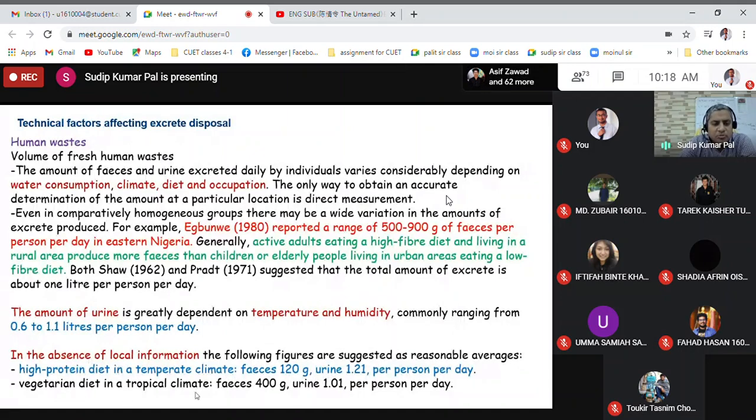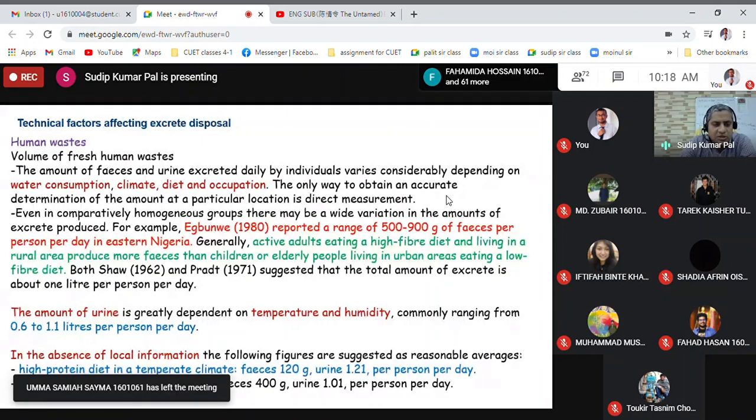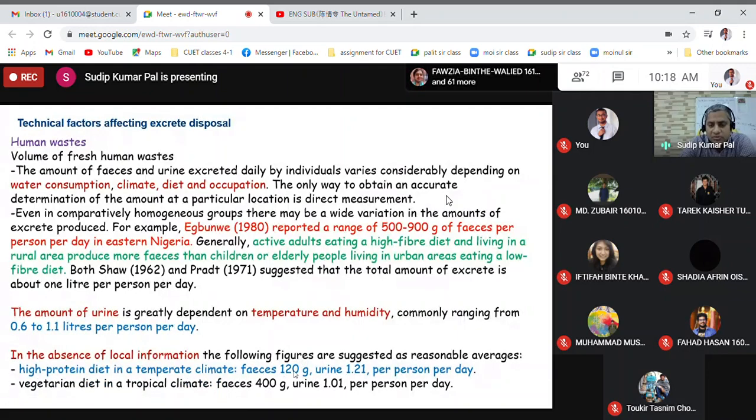For a vegetarian diet in a tropical climate, like in our country, or maybe the South Indian side where vegetarian people are quite a lot, you can see the feces is 400 grams. It's almost three times, more than three times. Urine is 1.0 liter per person per day. So these are slides where some of the information is collated for you. In absence of any data, you can assume that.